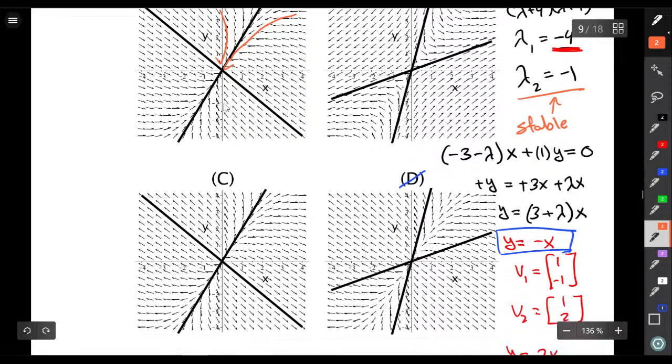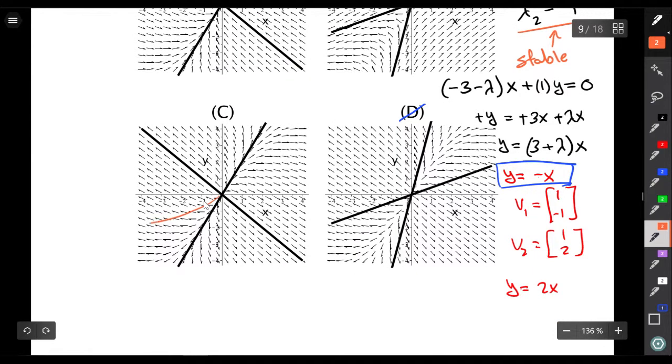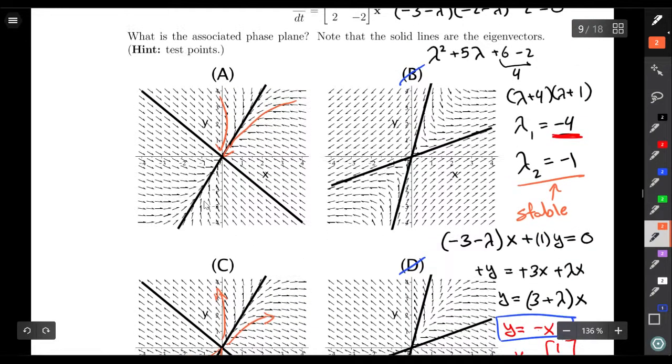The only one, this one goes to the equilibrium point, right? This one goes away from the equilibrium point. And since it goes away from the equilibrium point, then we've got a problem, because that isn't stable, that's unstable. So our answer is A.